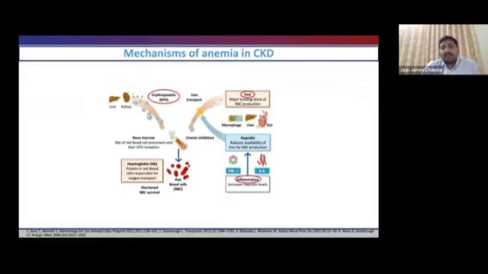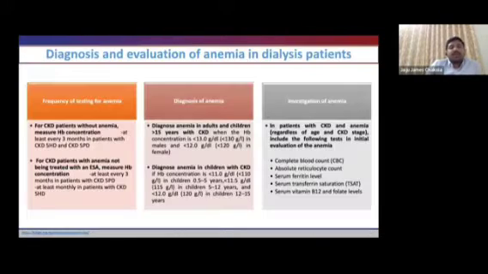There will be reduced erythropoietin formation, and reduced absorption and utilization of iron. There will be chronic inflammation which increases the hepcidin, which again blocks the iron utilization and absorption from the intestine. So all these things lead to anemia in CKD. Going on to the next slide.